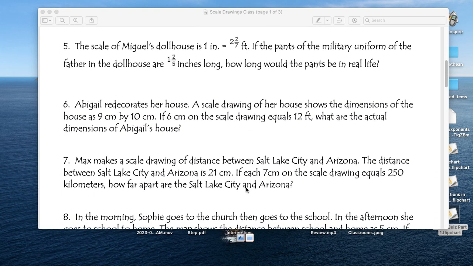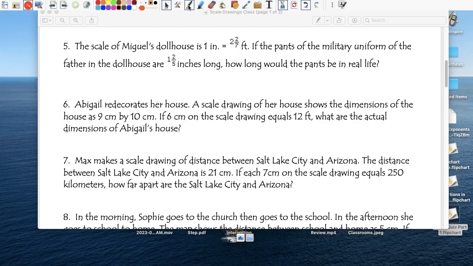Scale model, again, another scale model. 1 inch represents 2 2/7 feet in real life. So if the pants of that doll is 1 2/5 inches in the dollhouse, how long will the pants be in real life?